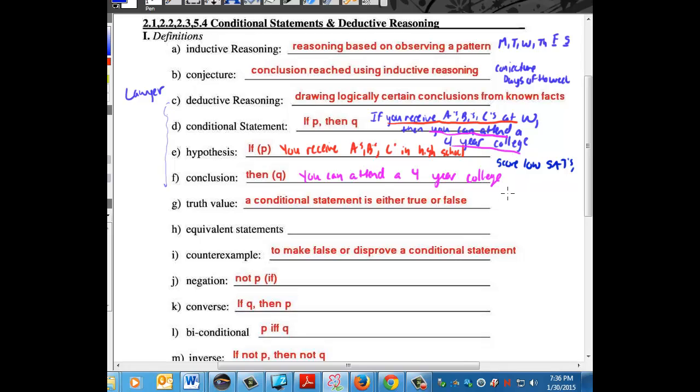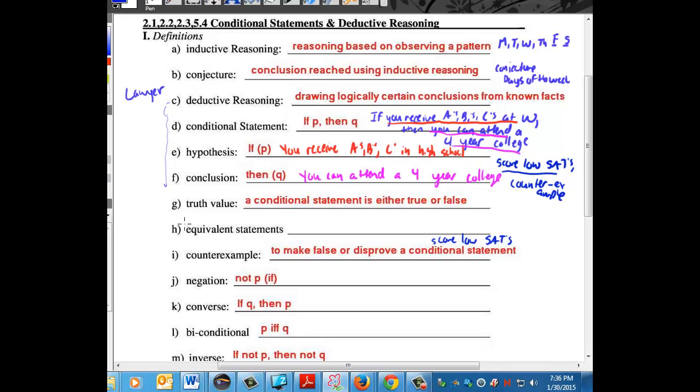If we can find one example where it's false, then it makes the whole statement false. Even if it's true 99.999% of the time, it just takes one counter example. So let's use score low on the SATs. This is going to be called our counter example. And so that made this conditional statement false. So we're going to write score low on the SATs, and that would prove this false.